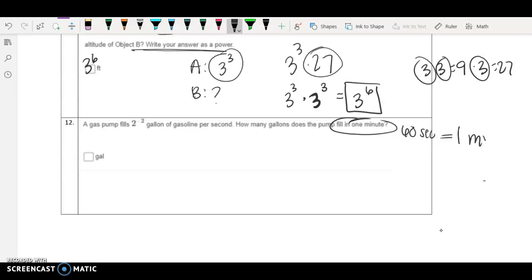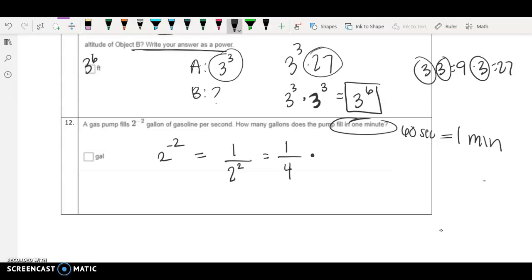60 seconds equals 1 minute. So this is how much it fills up. So let's write this as 1 over 2 to the second, or 2 squared. And so we know that 2 squared is 4, so we have 1 over 4.